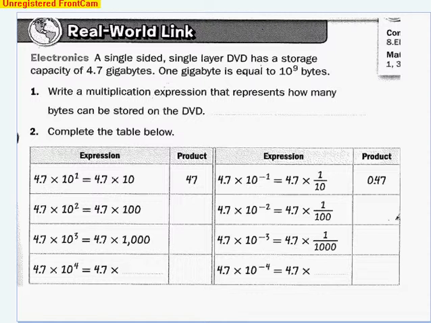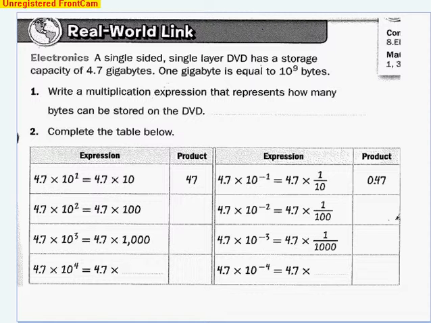We're looking at the real world link. Electronics. A single-sided, single-layer DVD has a storage capacity of 4 and 7/10 gigabytes. 1 gigabyte is equal to 10 to the 9th bytes. Write a multiplication expression that represents how many bytes can be stored on a DVD.